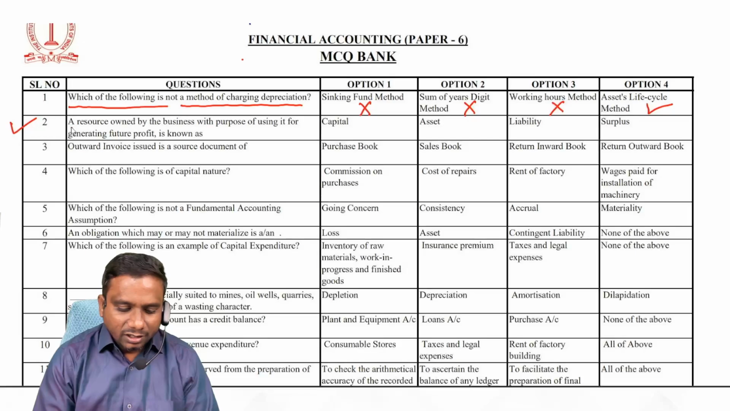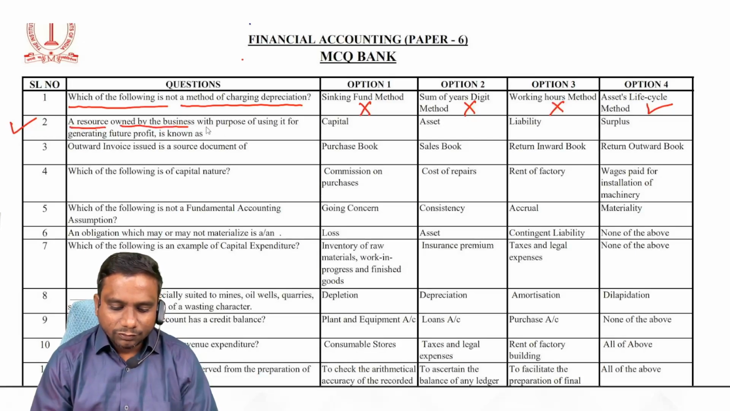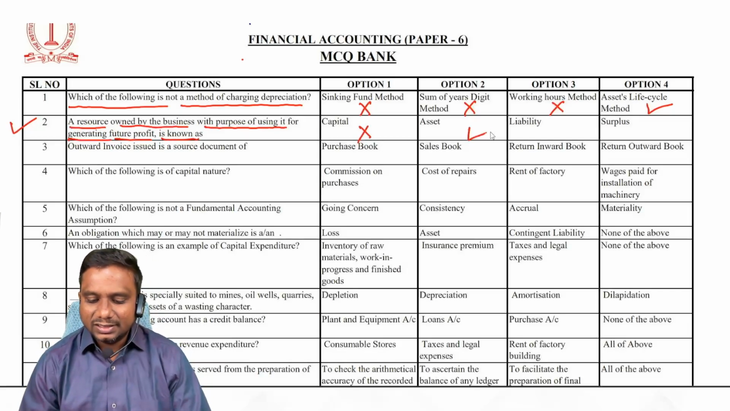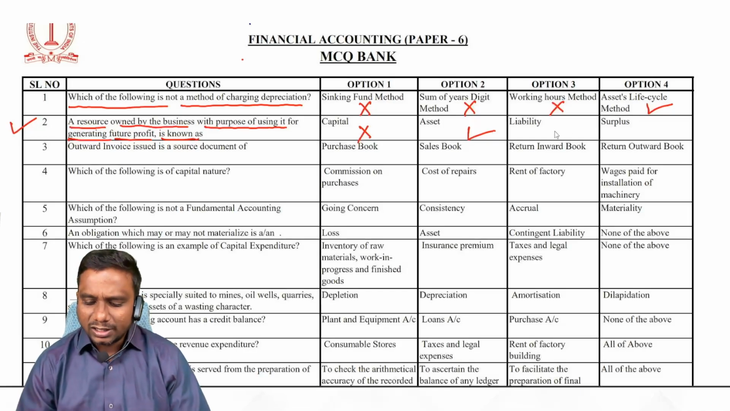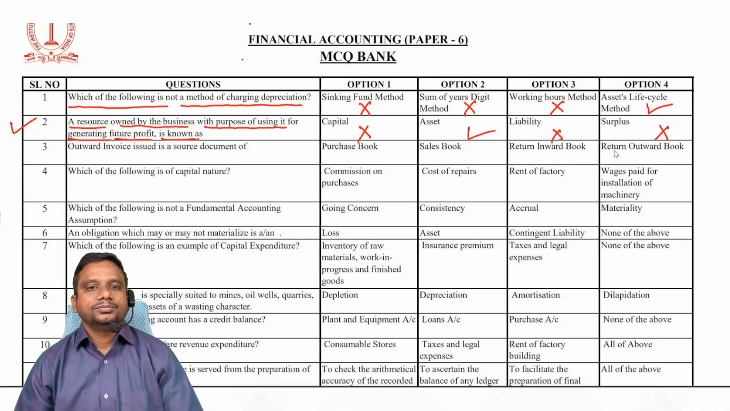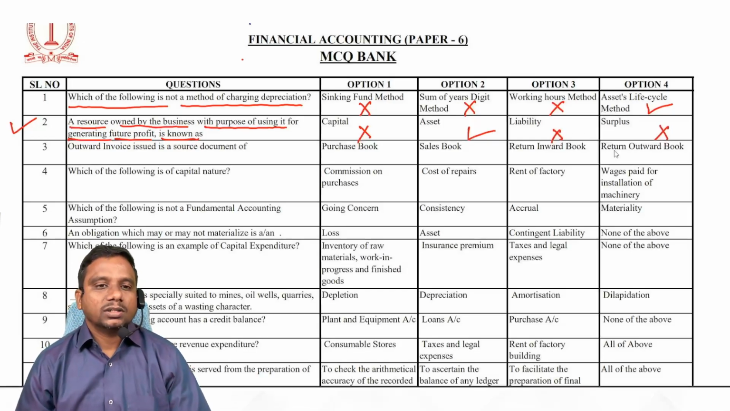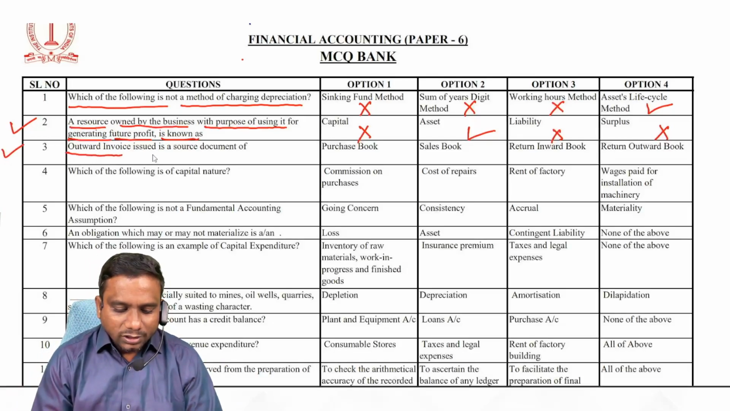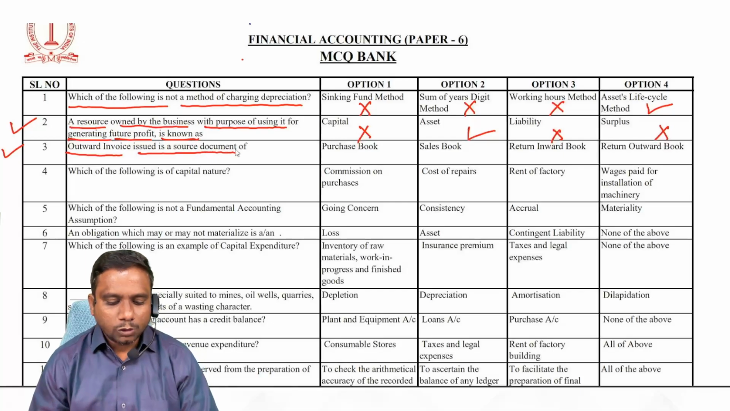Next one. Second, a resource owned by a business with the purpose of using it for generating future profit is known as asset. Capital, no. Asset, yes. It's not a liability and it's not a surplus. An asset is owned by the business for the purpose of using it in the business and generating revenue for the business.